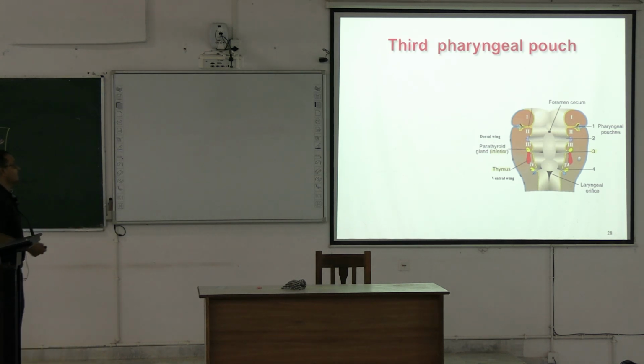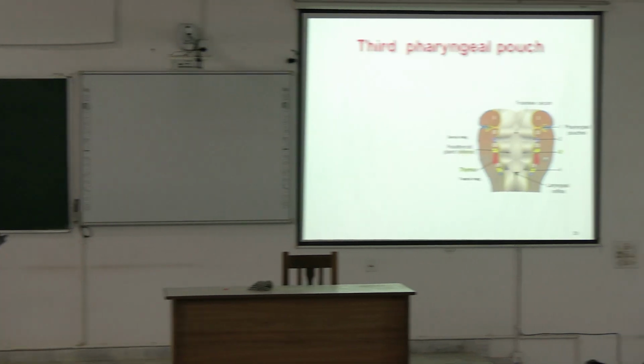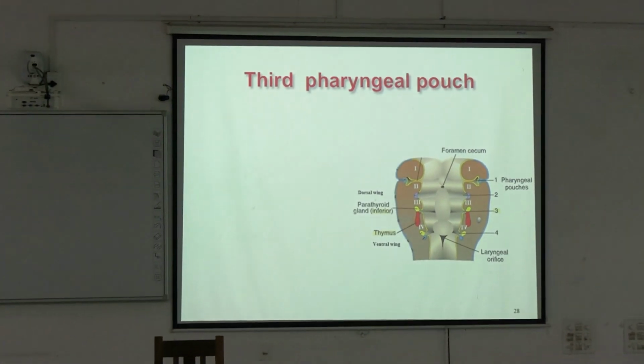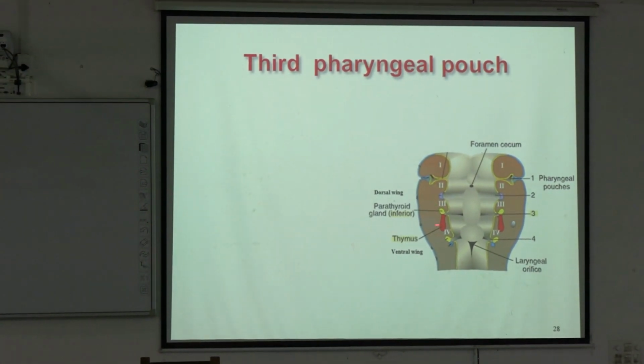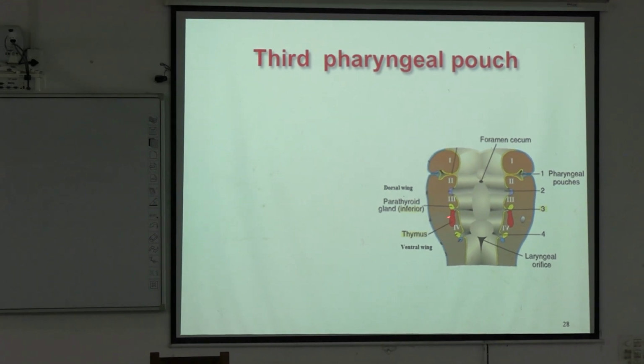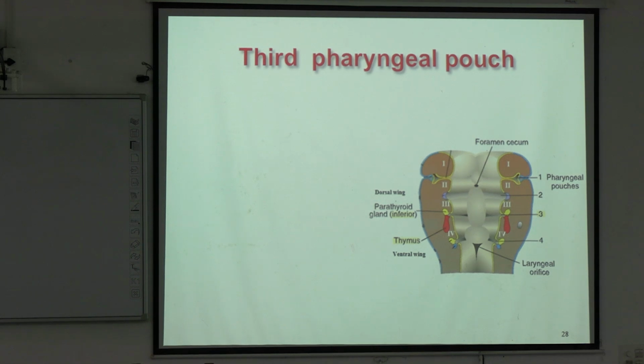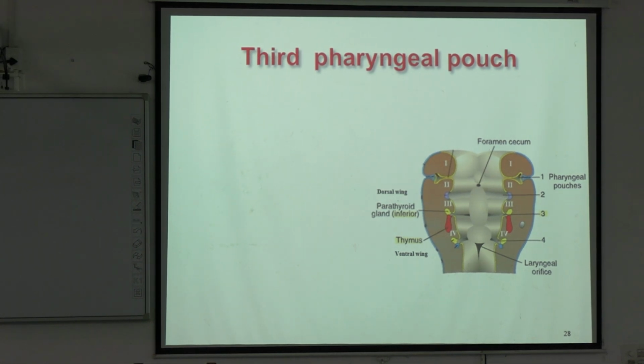Now this third pharyngeal pouch is here. This one is the third one. This one is the fourth one. Both of them split into two parts. You see that this one, first, you have got the yellow part and downside we have the red part. We call them wings. It looks like a butterfly wing. We call them the ventral wing and dorsal wing.